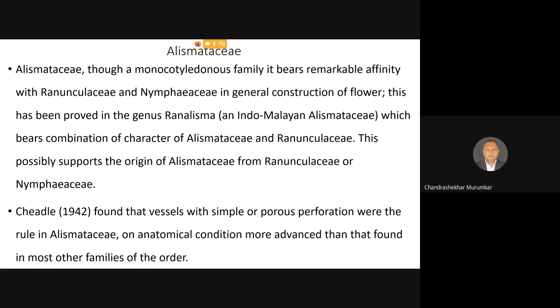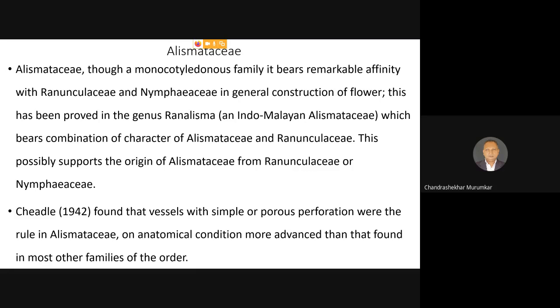The only difference is that in Ranunculaceae we have an open type of vascular bundle. But again, in Ranunculaceae the xylem vessels are totally absent. In Alismataceae also, the xylem vessels are totally absent. In both these cases, xylem tracheids are present. Another difference is that in Ranunculaceae reticulate venation is present, whereas in Alismataceae parallel venation is present.